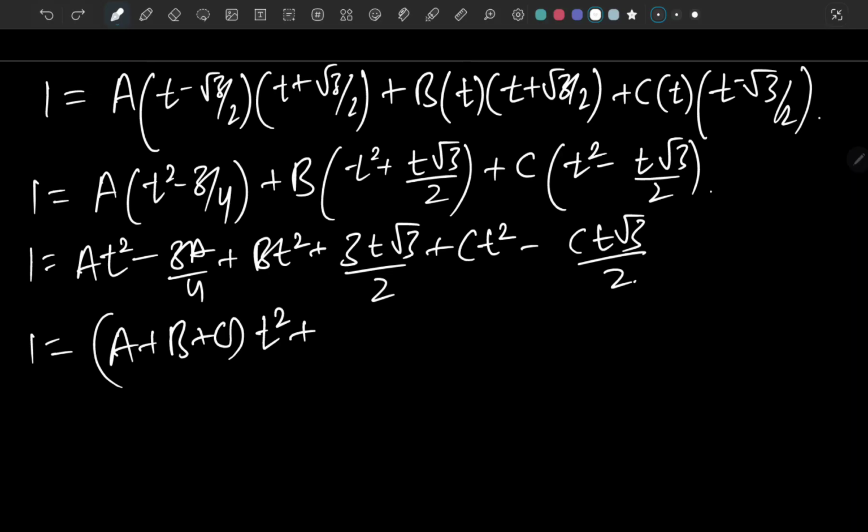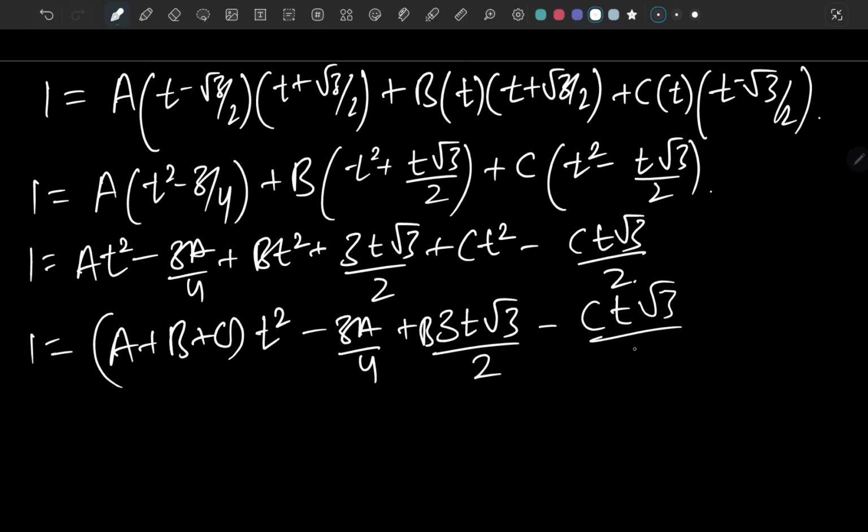Yeah, so minus 3a over 4, and wait a second. Okay, plus b t square root of 3 over 2. There was b, I think I messed up here, b, right? And minus c t square root of 3 over 2, it's c actually, I'm sorry.